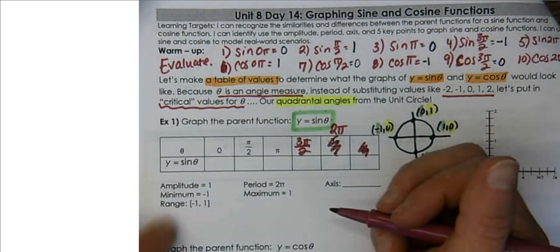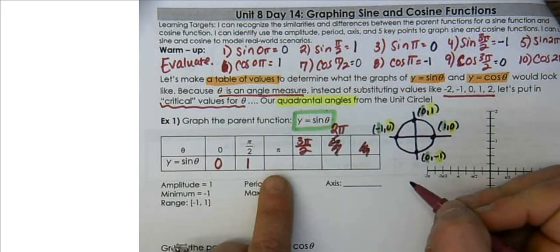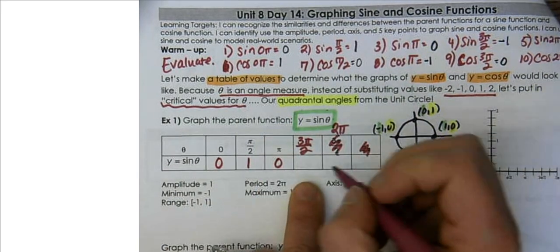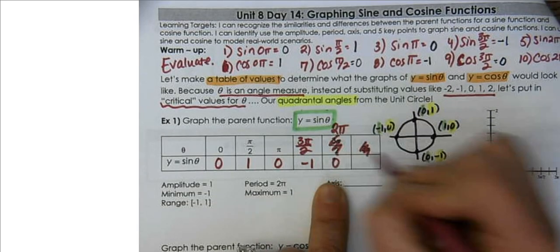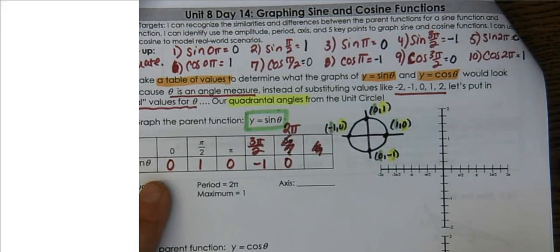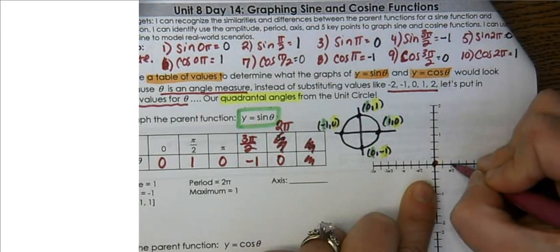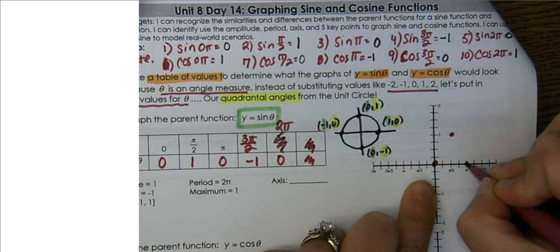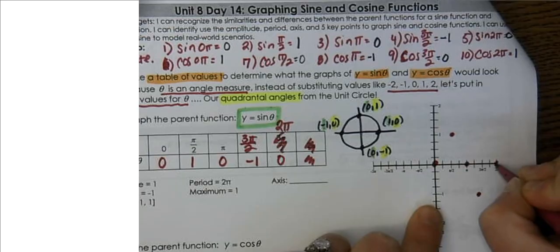So the sine of 0 is 0, the sine of pi over 2 is 1, the sine of pi is 0, the sine of 3 pi over 2 is negative 1, and the sine of 2 pi is back at 0. Let's go ahead and plot these points. So I'm going to plot 0, 0, pi over 2, 1, pi, 0, 3 pi over 2 going down to negative 1, and then we have 2 pi, 0.